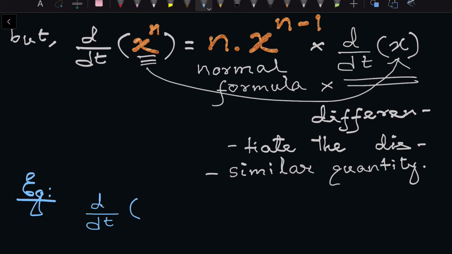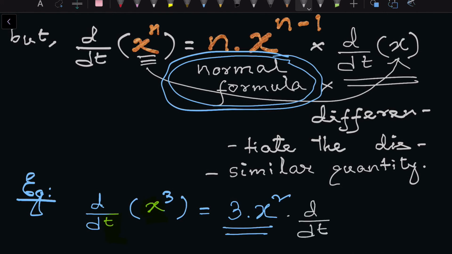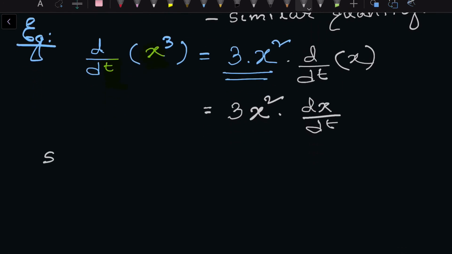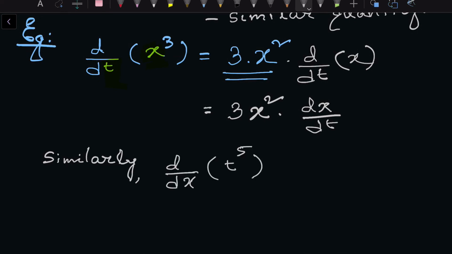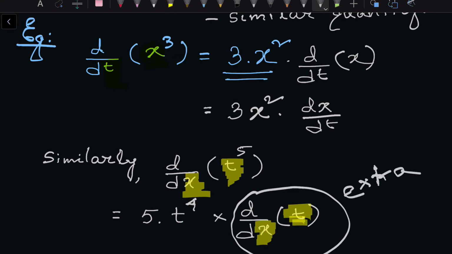Let us understand this better with an example. d/dt of x cube, t and x are different. So let us put the normal formula for x cube, 3x square, then into the extra part d/dt of x. So it becomes 3x square dx by dt. Similarly, if we do d/dx of say t to the power 5, 5 t to the power 4, normal formula, then into d/dx of t.